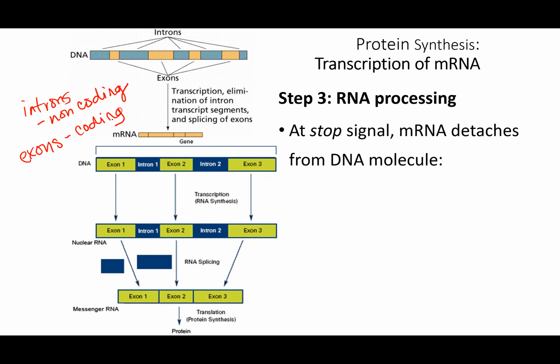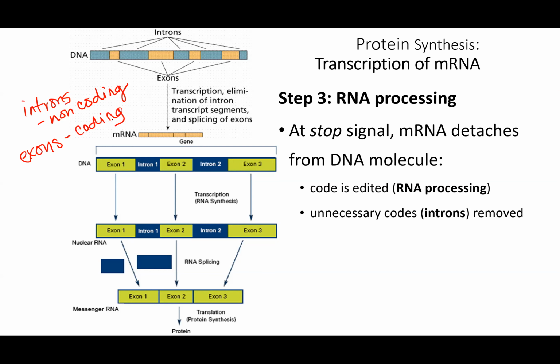So as we have reached the stop signal, the newly formed mRNA detaches from the DNA molecule. And then you have the RNA processing. And this is where you get rid of those non-coding sequences, those introns. So the introns go out, okay? And you have the coding sequences, the exons, you splice them together into one complete mRNA that codes for the gene with no junk DNA in there.